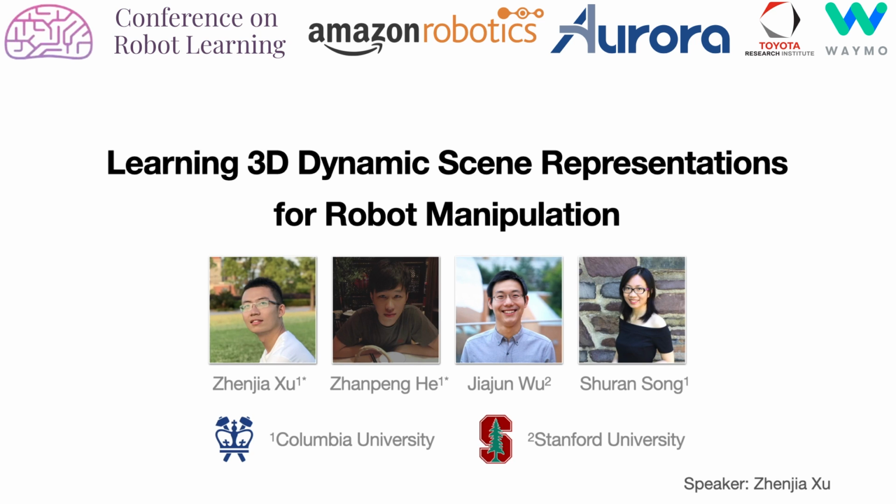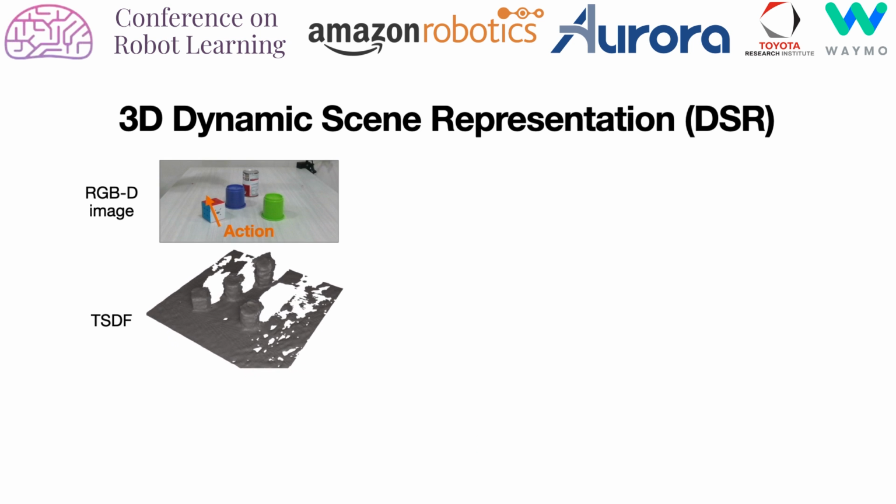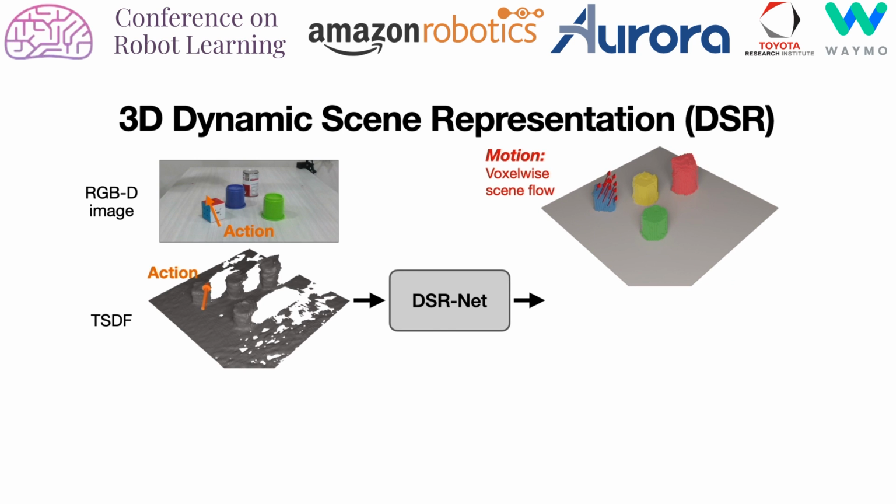In this video, we present a 3D dynamic scene representation that simultaneously discovers, tracks, and reconstructs objects on the fly, and predicts their dynamics under robot interactions. Given a depth observation of a scene with an action applied to the scene, the goal of the algorithm is to predict the object motion under the interaction. The object motion is encoded as a dense voxel-wise 3D scene flow.